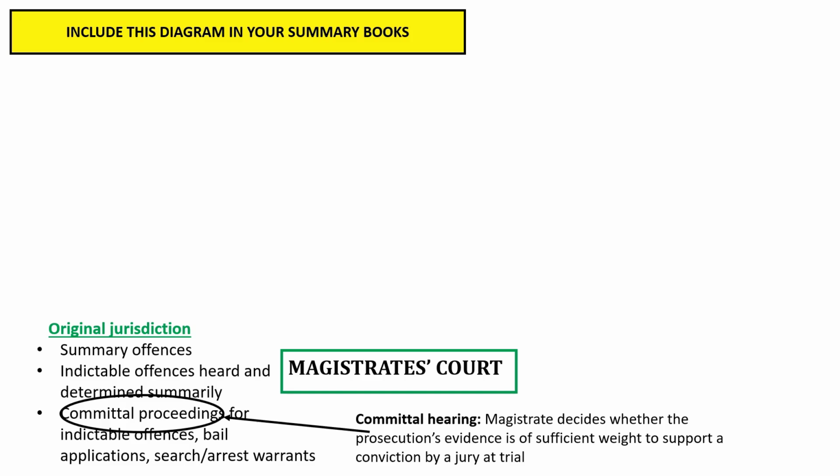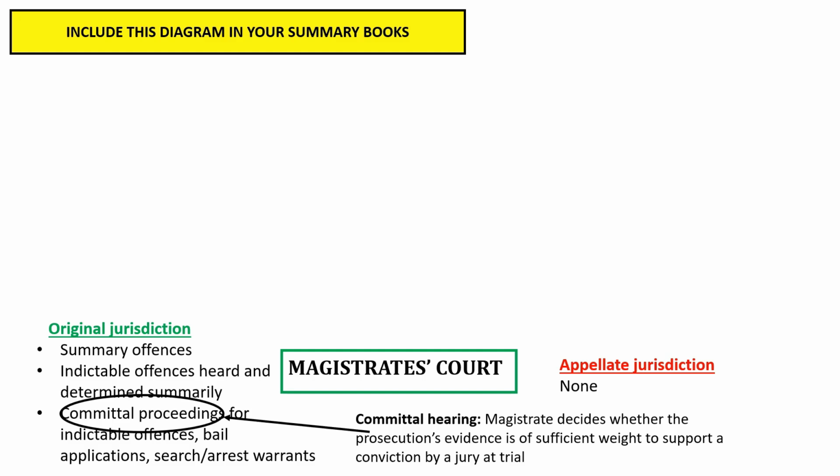Conversely, if the magistrate decides that the prosecution's evidence is so weak that no jury could reasonably convict the accused at a trial, then the magistrate will discharge the accused, and so the accused has no trial in the County Court or the Trial Division of the Supreme Court. Instead, the accused is free to go. Because the Magistrates' Court is the lowest court in the Victorian criminal court hierarchy, it has no appellate jurisdiction. There is no court below the Magistrates' Court from which appeals can be brought to the Magistrates' Court.